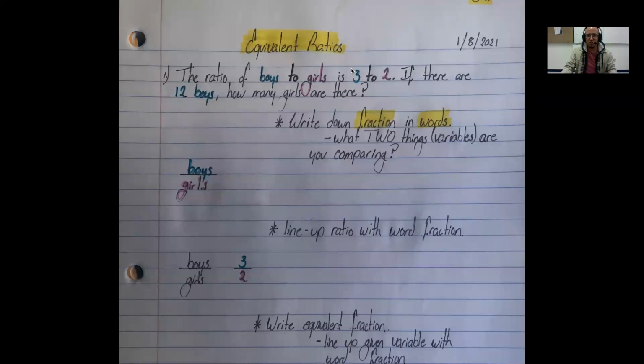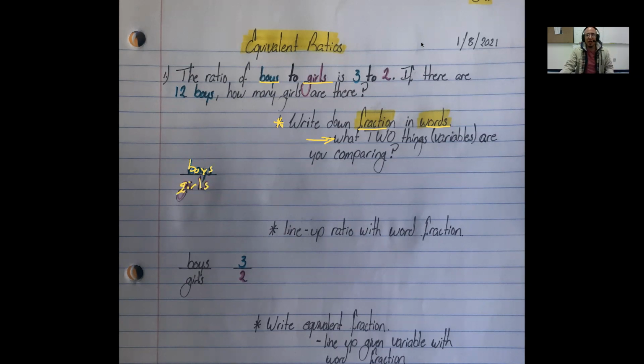But the three things that we should do is, number one, we needed to write down the fraction in words, the ratio in words. That fraction tells me what are the two variables that I'm comparing? What are the two variables that you are comparing? And so in this example problem, we were comparing boys to girls. And so you would physically write down boys to girls.